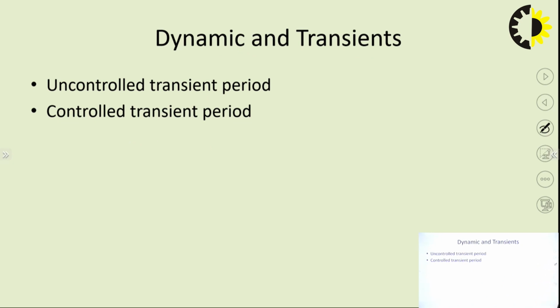Now, dynamics and transients. There are two types of transient: one is uncontrolled transient and another is controlled transient period. Most industrial applications go through controlled transients, otherwise you will not be able to handle the process of the plant if there is an uncontrolled transient period. So we require a controlled transient period so that we can go easily to the steady state period.